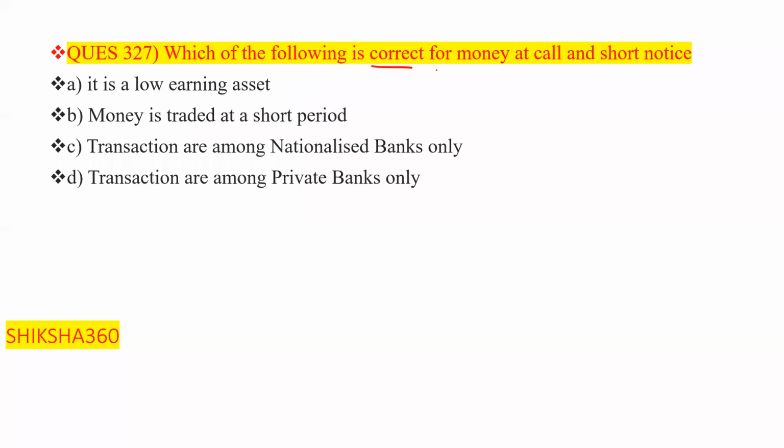Which of the following is correct for money at call and short notice? Money at call, that is basically for the overnight. Short notice, that is 2 to 14 days. It is a low earning asset. Money is traded at a shorter period. Transactions are among nationalized banks only. Transactions are among private banks only.